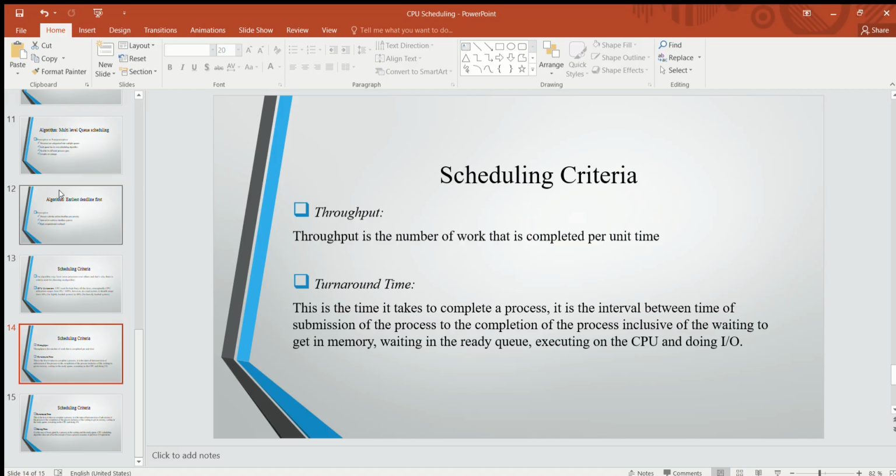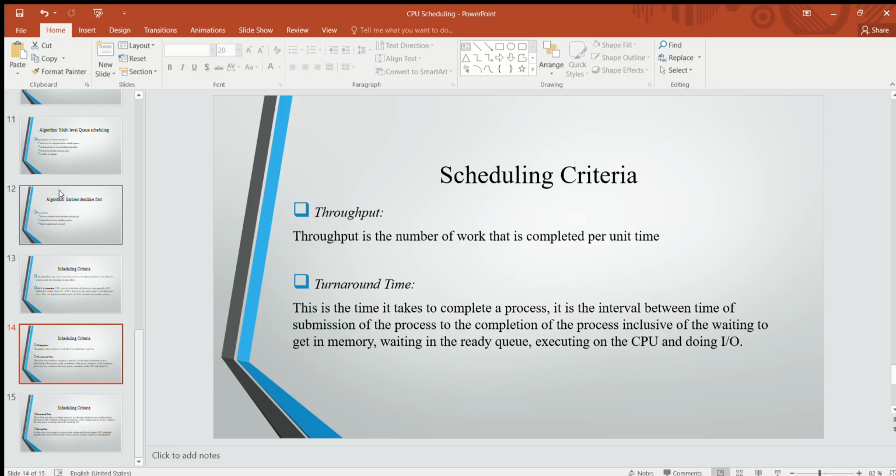And we have throughput. Throughput is the amount of work that is completed per unit time. So that should also be a criterion to be able to select the right algorithm. So we say CPU utilization and we say throughput. And then there's turnaround time. Turnaround time is the time it takes to complete a process.